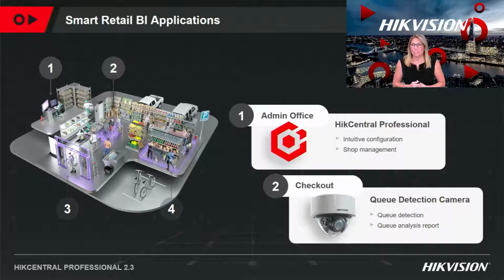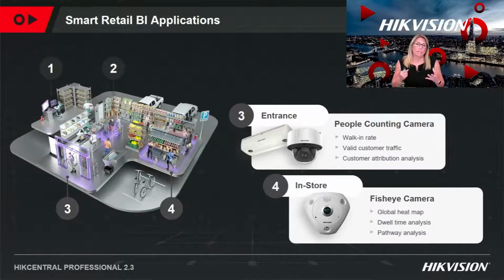Some other technologies that we can use in the store would be people counting on the entrance, in which we have 2 forms. We have the traditional people counting camera, which is a top-down camera. You draw a zone and a line in the middle, so when people cross that, you can do in and out or either or.